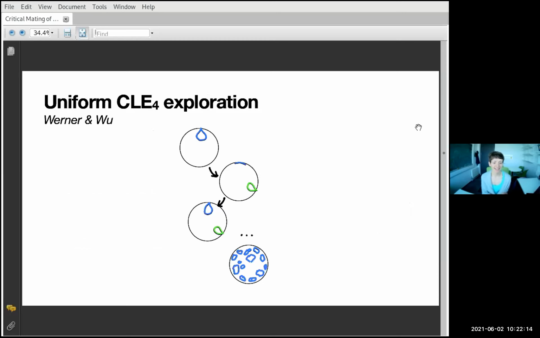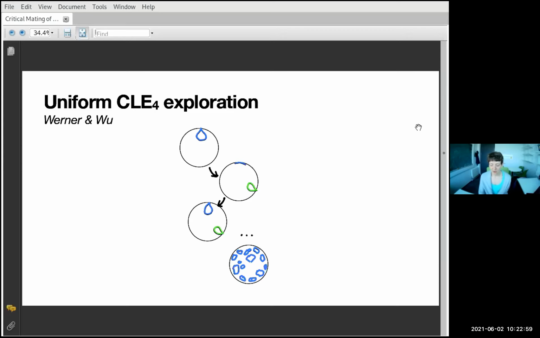Okay, but before I do that, I need to introduce just one more object, which is related to the CLE4. And this is something called the uniform CLE4 exploration process, which was introduced by Hao Wu and Wendelin Werner. So what I'm going to describe is basically a dynamic way to construct a CLE4 in the unit disk from a Poisson point process of so-called SLE4 bubbles. The SLE4 bubble measure is just an infinite measure on simple rooted loops whose boundaries look locally like SLE4 curves. Something like these blue and green guys, but a lot more fractal looking in real life.